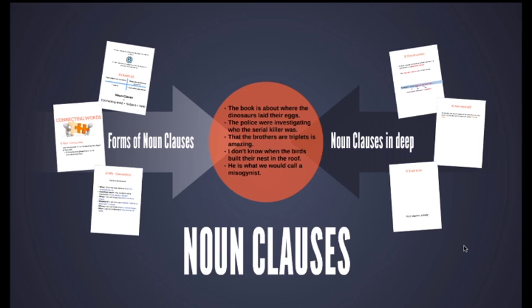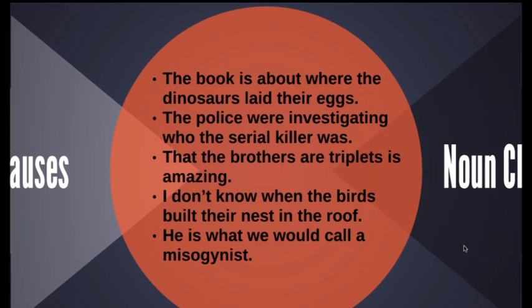That's right. Let's start our class about noun clauses, right? So, here we are with some examples of noun clauses. The book is about where the dinosaurs laid their eggs. The police were investigating who the serial killer was. That the brothers are tripled is amazing. I don't know when the birds built their nest in the roof. He is what we would call a misogynist.